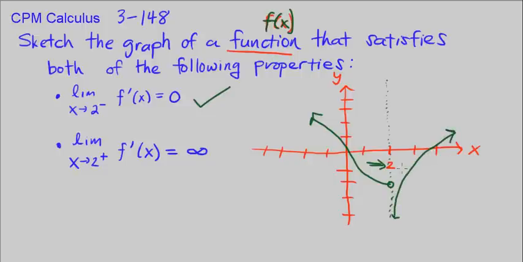Something like that. Okay, so when we're approaching 2 from the right side, the slope is positive, and it's becoming bigger and bigger as we go to the left. And that's going to show this property is true. All right, and so we have both true in this graph of f of x in green, and we are done. So that ends CPM Calculus Chapter 3, number 148.